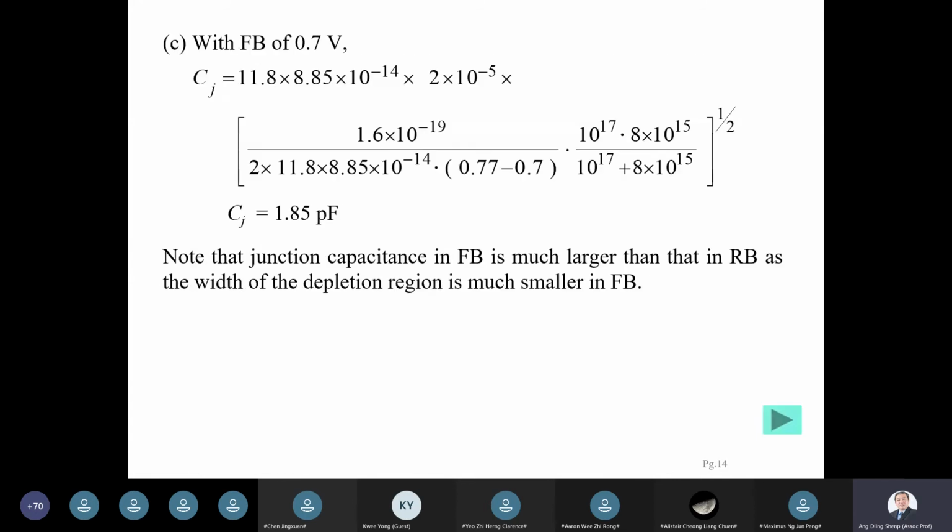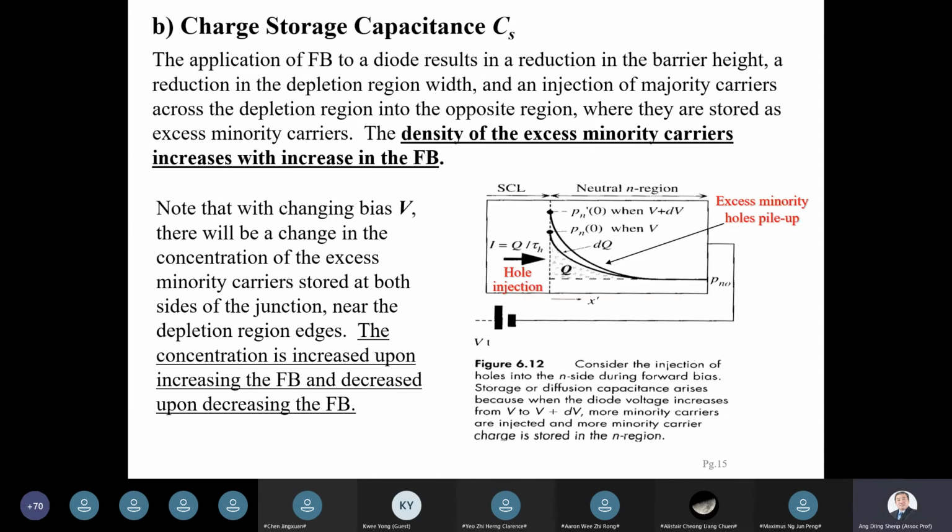Okay, so that completes the discussion on the junction capacitance. The next type of capacitance would be the charge storage capacitance. So what's the origin of the charge storage capacitance? Charge storage capacitance is applicable under forward bias condition. It's especially important under forward bias condition. It is negligible under reverse bias condition, and the reason will soon be clear.